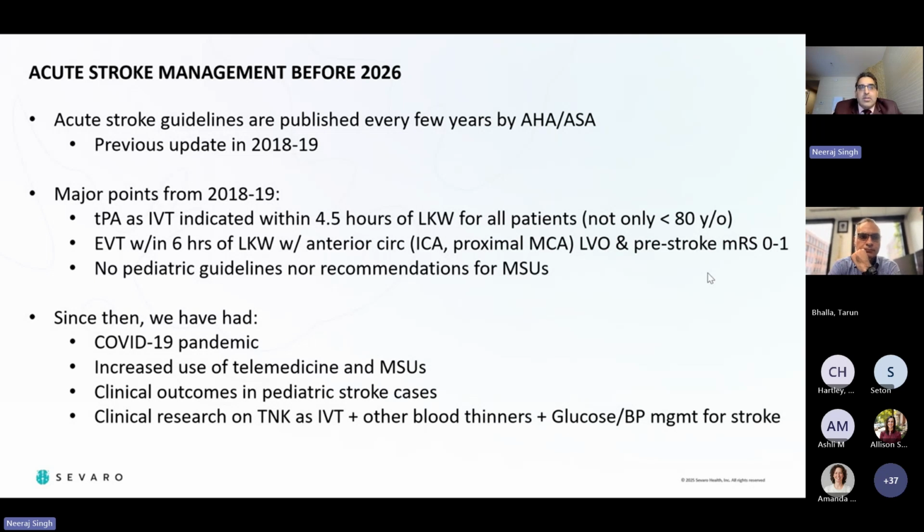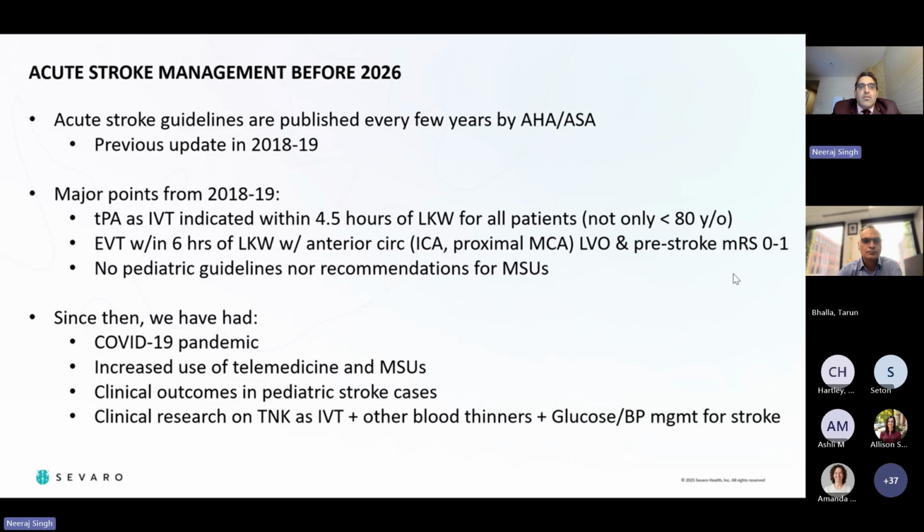Also, there were no guidelines for patients under age of 18, no recommendations for other things like mobile stroke units and how they may help in the logistics of stroke management. But since those guidelines, we've had the major pandemic with COVID-19. We've had increased use of telemedicine and mobile stroke units. We've had more clinical outcome information in pediatric stroke cases, which of course have lower incidence but still are present.